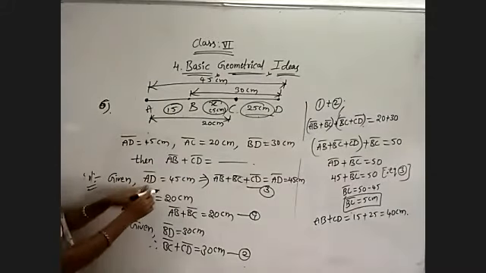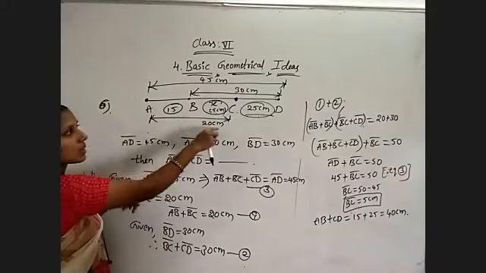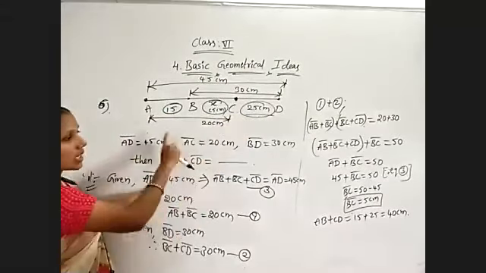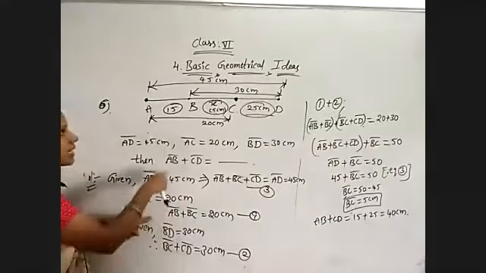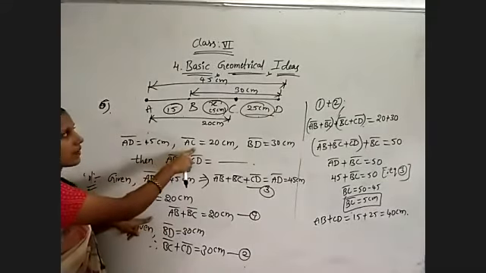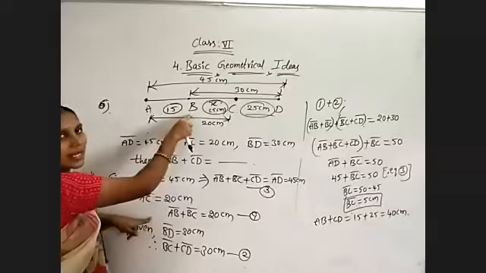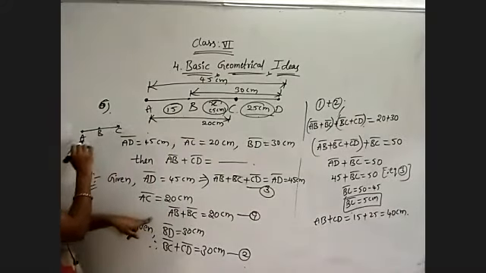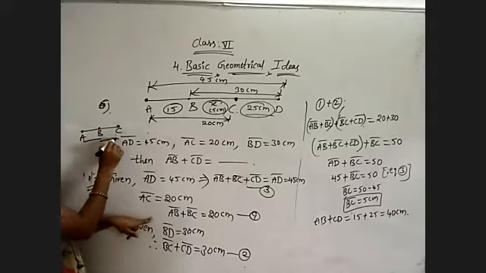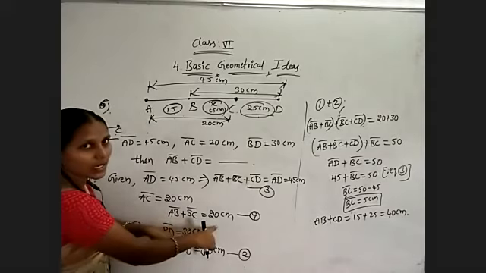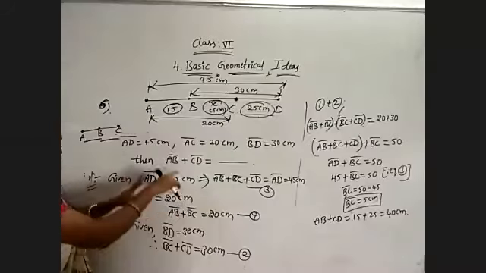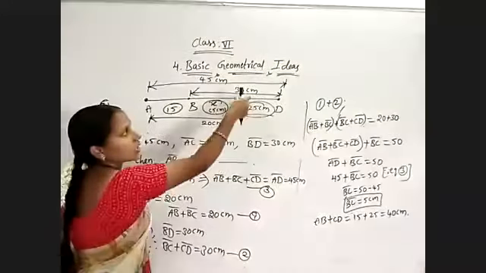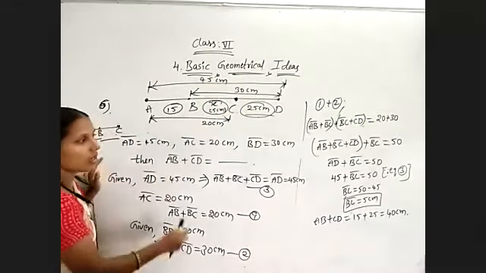For that sake, use the given relations. They have given that AD is equal to 45. AD is nothing but the sum of those 3 line segments, that is AB plus BC plus CD equal to AD, which is 45 centimeters. And second condition, AC equal to 20 centimeters. AC is divided into 2 parts by B, that means AC equal to AB plus BC. So AB plus BC equal to 20 centimeters. Let it be equation 1. And secondly, given that BD equal to 30, that means BC plus CD equal to 30. So that's what I wrote. Now I am adding these two.